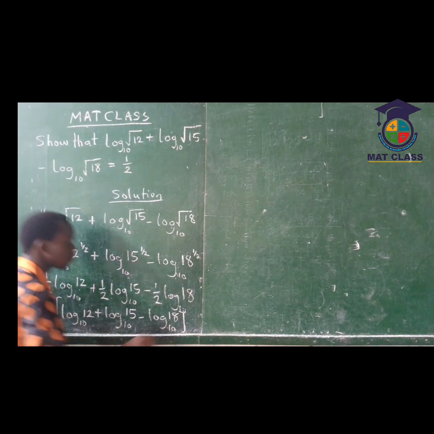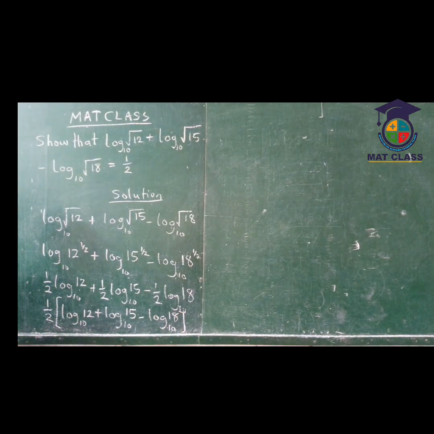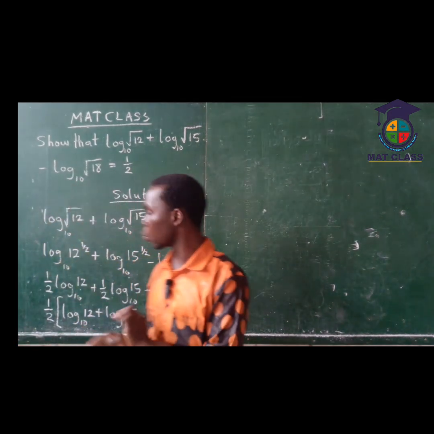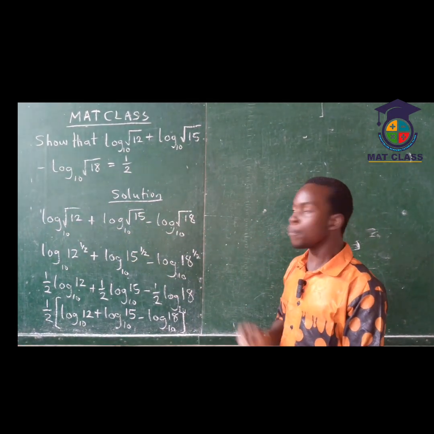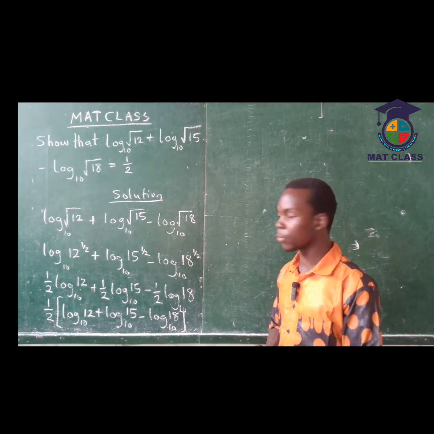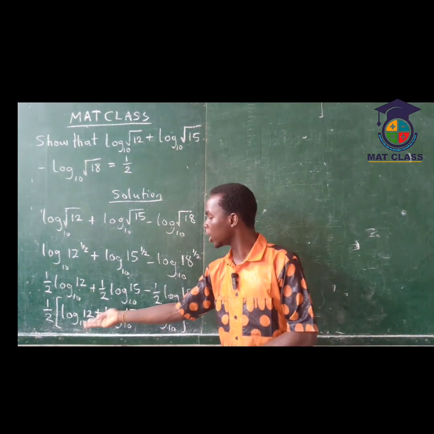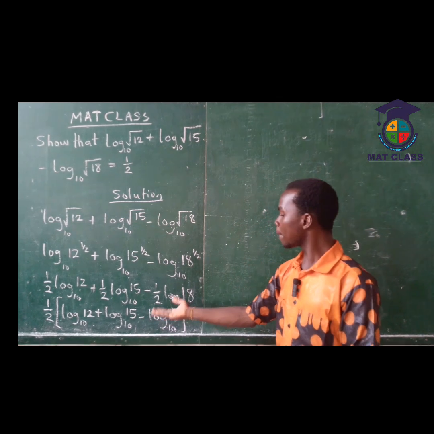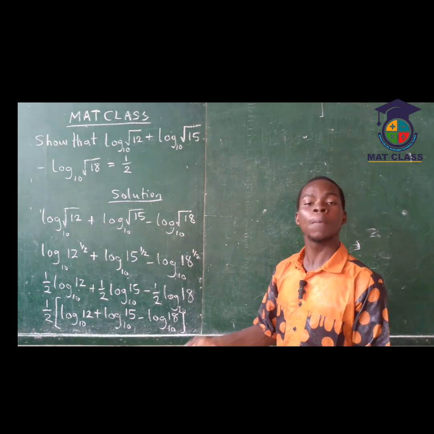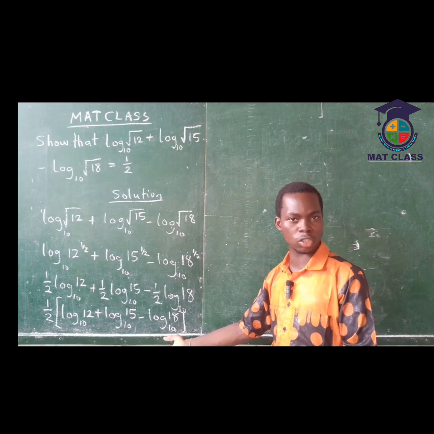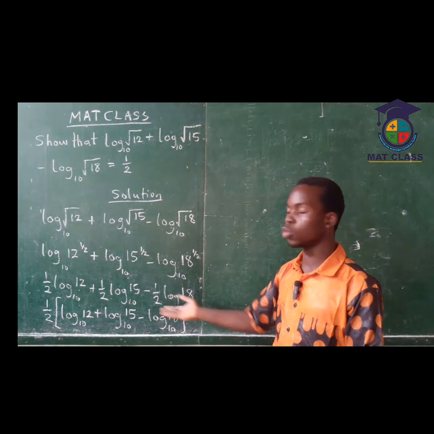I'll close the bracket. Now, after I have closed the bracket, we are moving gradually to where we are going to. We have already gotten our 1 over 2 because that is what they asked us to prove. But here, we are still having the log of 12 base 10 plus the log of 15 base 10 minus the log of 18 base 10. But you are not going to be making use of a calculator to do all these things.